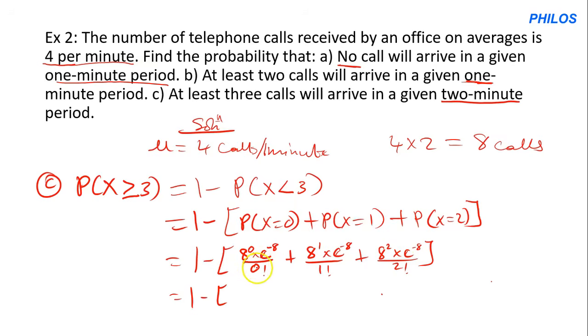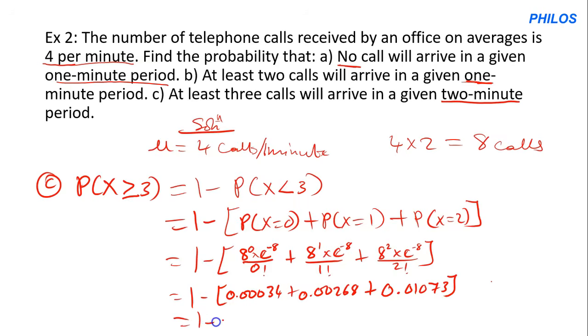When you put this on your calculator, 8 exponent 0 times e exponent negative 8 divided by 0 factorial, you're going to get 0.00034. When you do the second one, you get 0.00268 plus, and the third one will give us 0.01073.